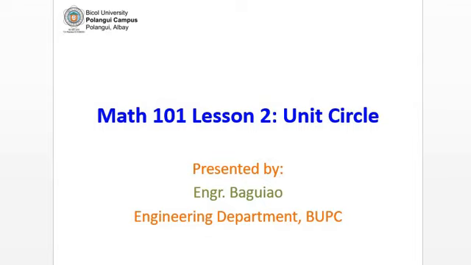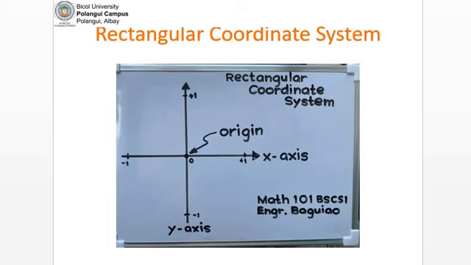In this lesson, I will be discussing our second topic in Math 101, which is entitled the unit circle. We will now begin our study of trigonometry with this topic. Kindly recall how you plot in the rectangular coordinate system or the Cartesian plane. We all know that the center of the coordinate system is called the origin. Since it is a plane or two-dimensional graph, there are two axes here, namely the x and the y axis.